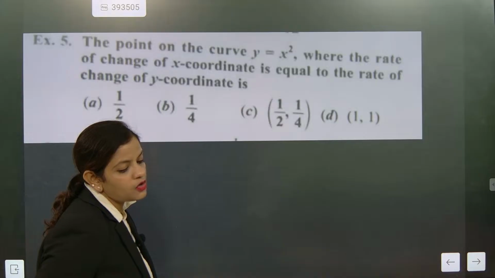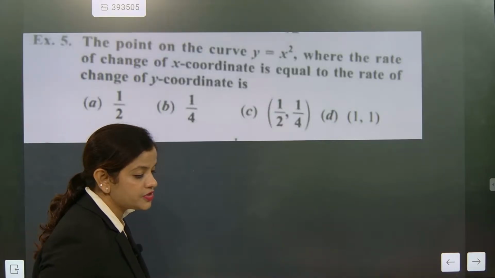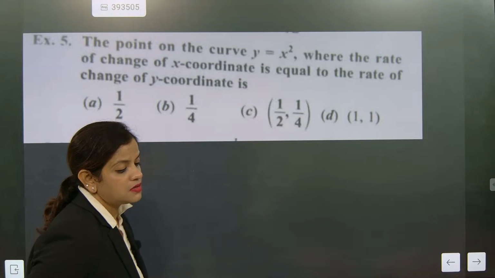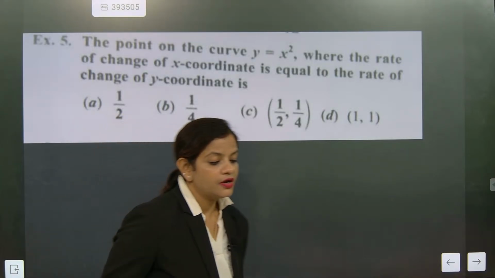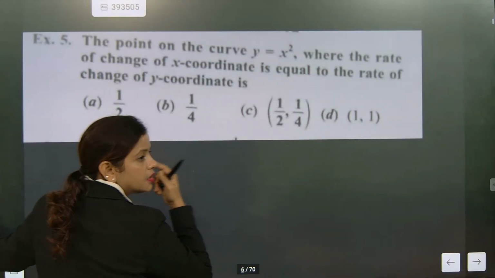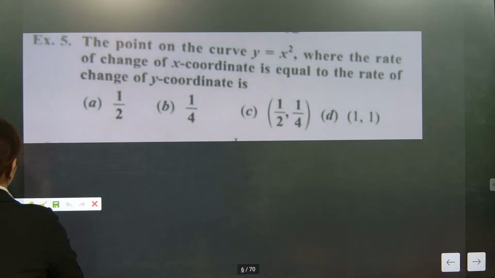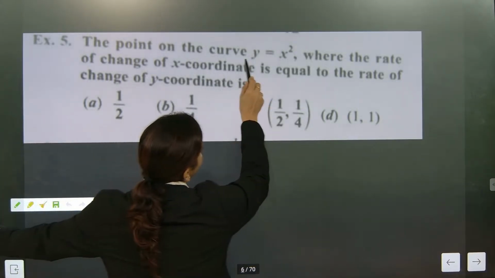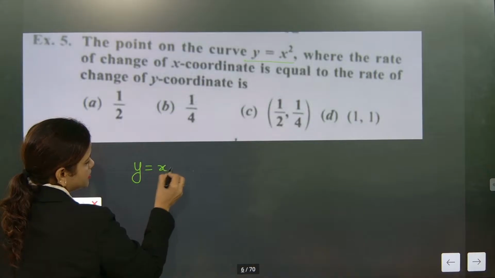They are asking the value of x and y, so you be very specific when you are dealing with these questions. I'm going to explain this MCQ so that you will be able to solve. Now look here. The point on the curve, listen. See, y is equal to x square is given.